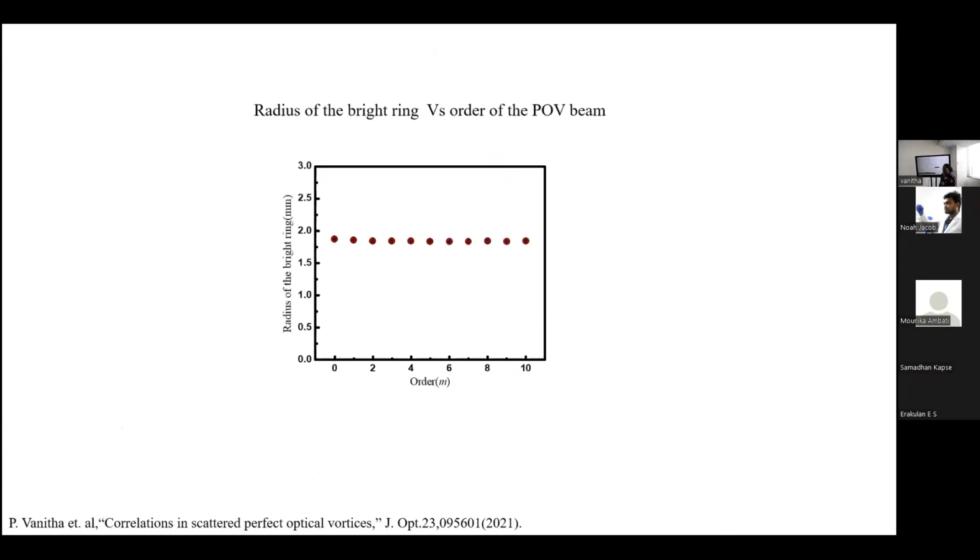So this is the plot of the radius of the bright ring versus the order of the POV beam. By looking at the plot, we can confirm that as we increase the order, the radius of the bright ring is constant. That confirms the quality of the POV beams.